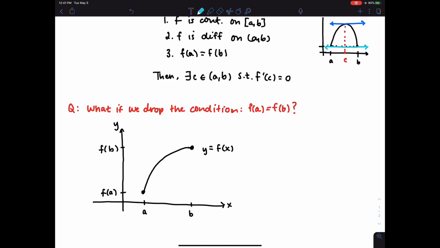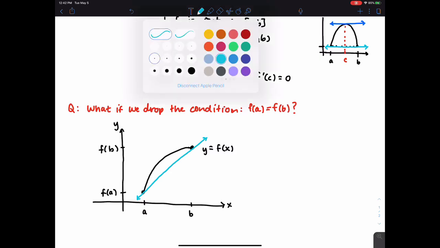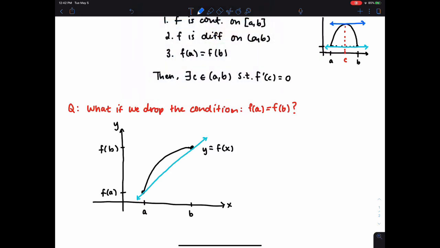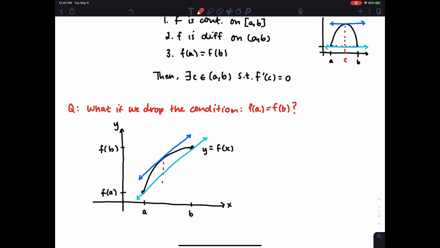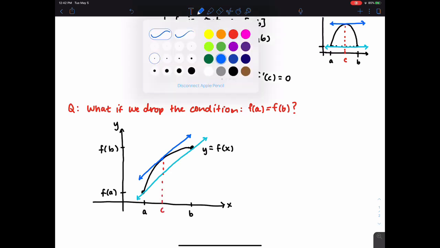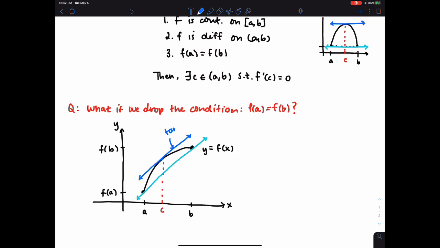I could draw the secant line that goes through my endpoints. And what the mean value theorem says is that there has to be a place somewhere in between A and B where the tangent line that you get at that point is parallel to the secant line over the whole interval. So this is a tangent line, and then my lighter blue line is the secant line.